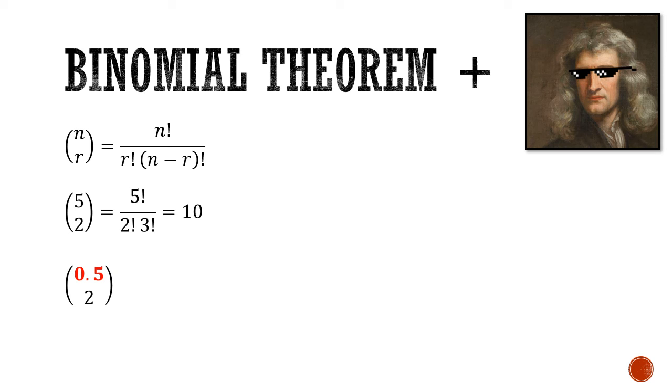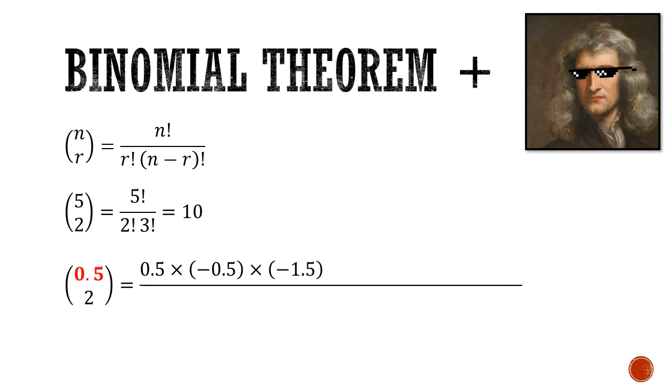So we have 0.5 choose 2. We need to first compute 0.5 factorial. We can just use this little trick where we take 0.5, then we multiply by n minus 1, which is negative 0.5. Then keep subtracting 1 and multiplying, so times negative 1.5, times negative 2.5, and so on and so forth.